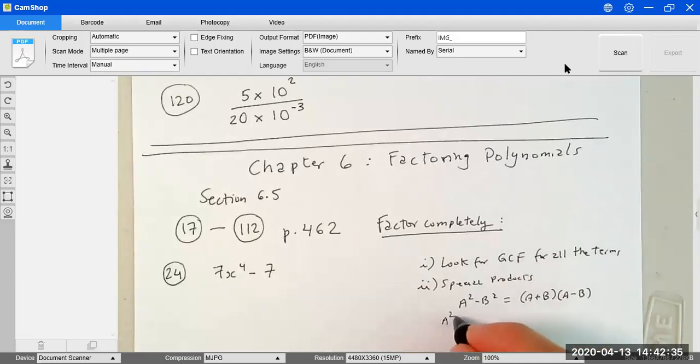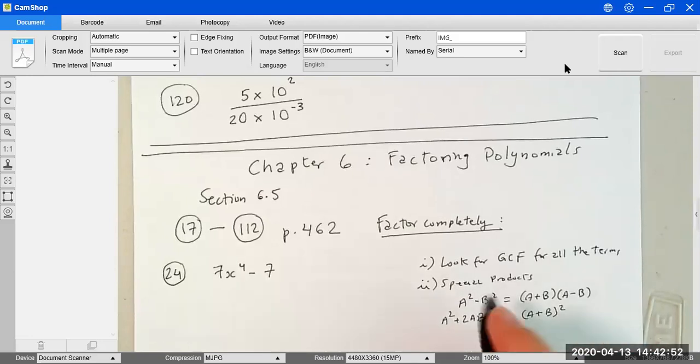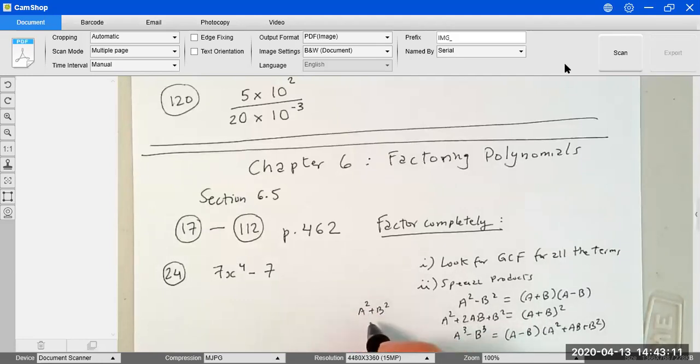You can check also if you have a perfect square trinomial, so something like a squared plus 2ab plus b squared, that can be factored as a plus b squared. Or if you have the negative sign here, you're going to get the negative sign here. And also if you have the difference of two perfect cubes, then you have a minus b, and then a squared plus ab plus b squared. Or if you have positive here, you're going to have positive here and negative here. And remember, a squared plus b squared is prime, so you cannot factor this quantity.